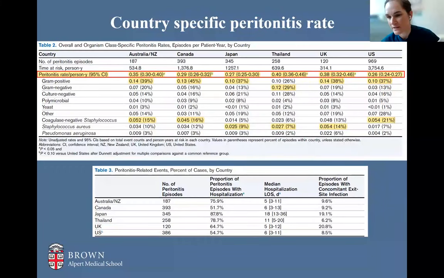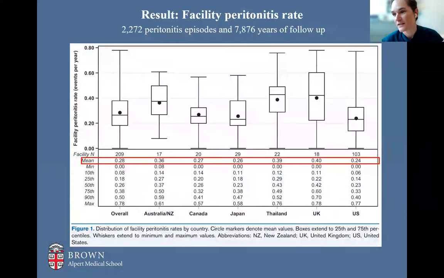I agree. I think the first one is all patients altogether, and the second one is the mean for the facility. So the statistic is not exactly the same because here each center is equal in the distribution, but you have smaller centers and larger centers. So the weight of each peritonitis will be a little bit different. Oh, okay. Now I know why the variation. Okay. Yeah. Makes sense. Thank you.